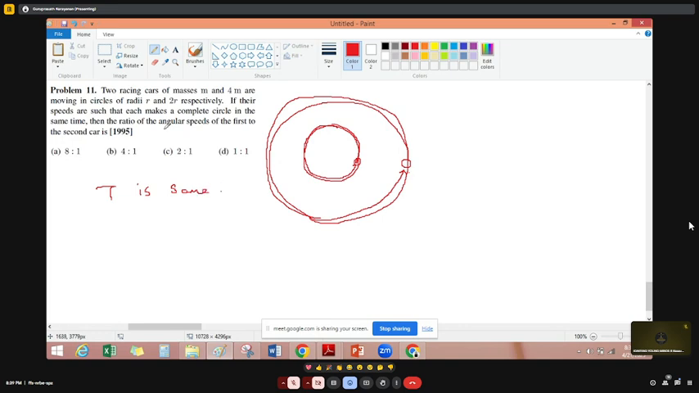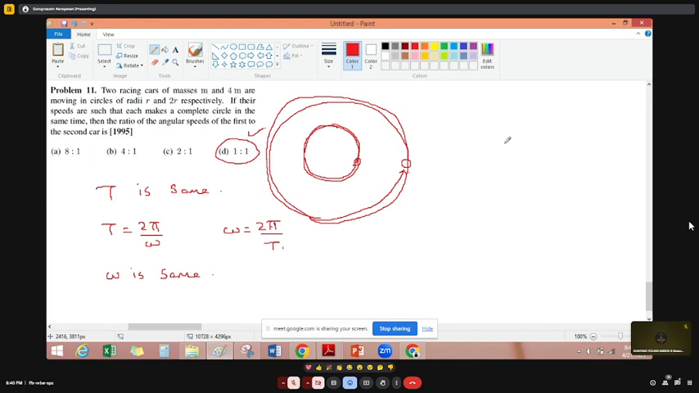They're asking you to find the angular speeds. You must have studied omega is equal to 2 pi by T. That means T is equal to 2 pi by omega. If T is the same, omega is also the same. Omega the same means 1:1. So very simple, nothing very difficult.